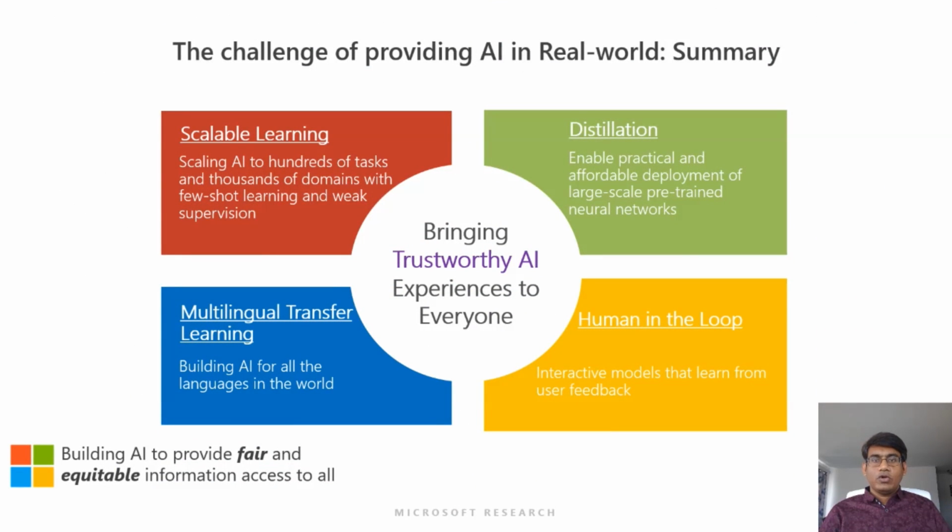Finally, as we are deploying more and more of these AI services in the real world, we need to be aware of its deficiencies and shortcomings. In this respect, we need to build models that provide fair and equitable information access to all and do not discriminate against any specific group.